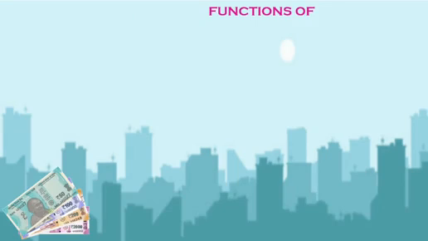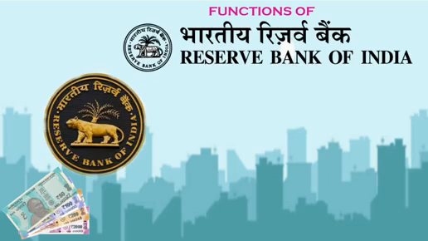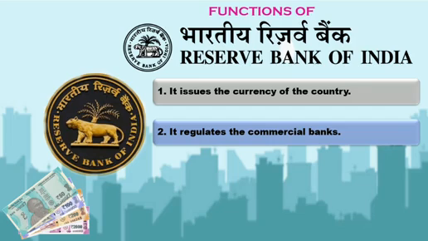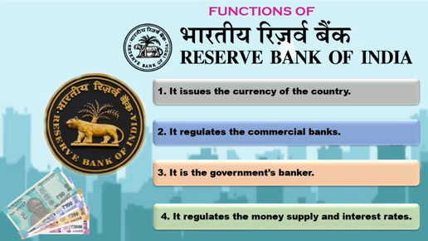Students, now we shall look at some of the functions of the RBI. The Reserve Bank of India issues the currency of the country. This is the first important function. Secondly, it regulates the commercial banks. Thirdly, it is the government's banker, wherein the government can borrow money from the RBI. And fourth function, it regulates the money supply and the interest rates.